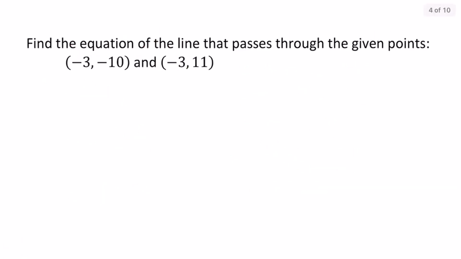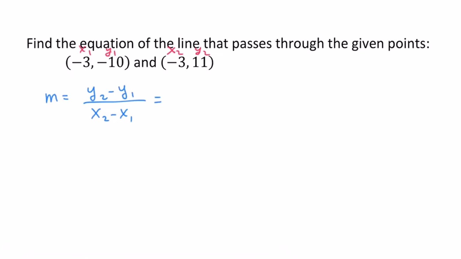Find the equation of the line that passes through the given points, negative 3, negative 10, and negative 3, 11. So with this, again, we don't have the slope. So let's get the slope first. The slope is y2 minus y1 over x2 minus x1. Label our points. We have x1, y1, x2, y2, and plug it in.